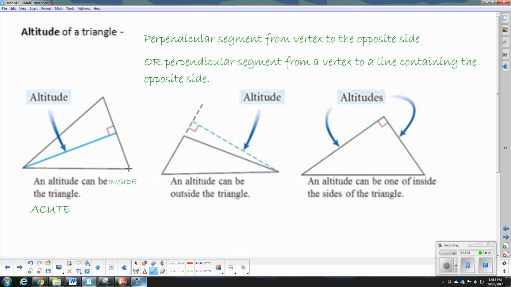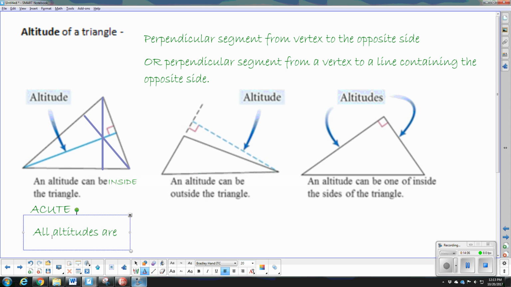Here's another one. It comes from the vertex, and I'm just going to kind of estimate here, but it's perpendicular to the opposite side. And here, this one comes from the vertex, and it's perpendicular to the opposite side. So in an acute triangle, all three of those altitudes are inside the triangle.